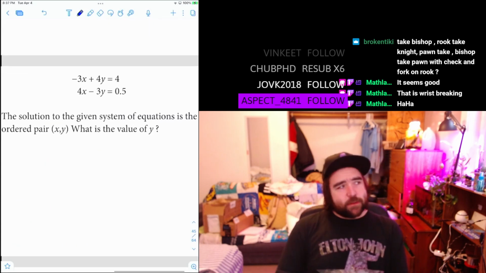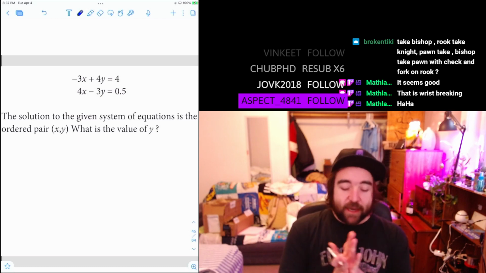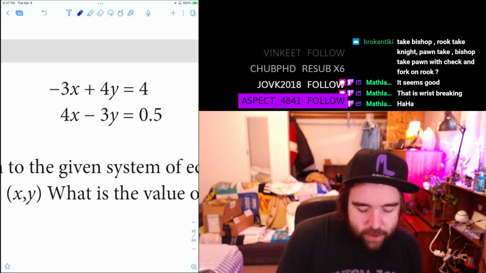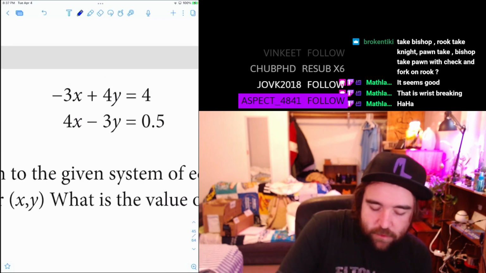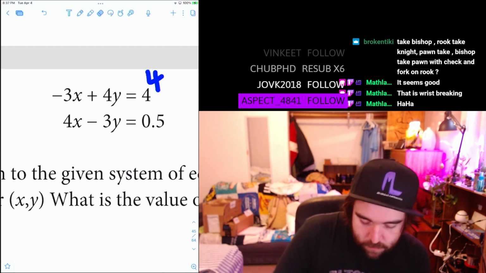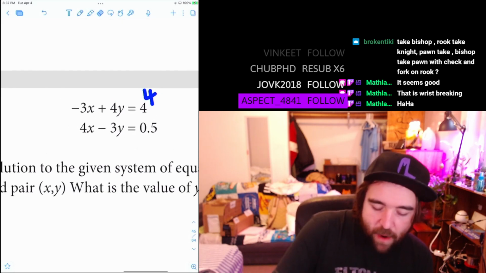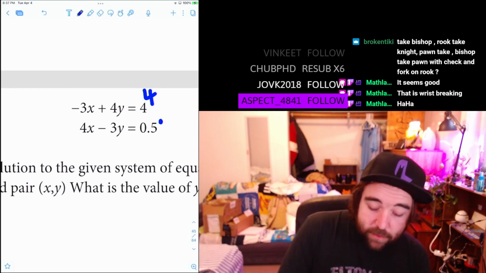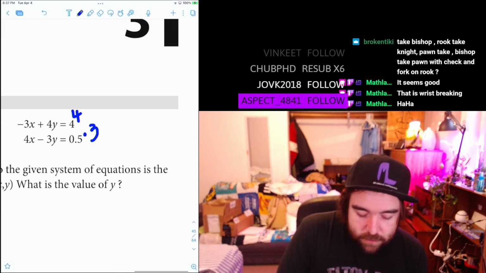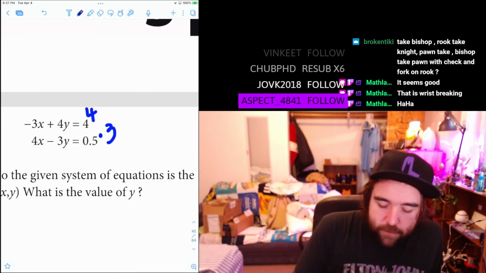So here we got a system of equations. People are all about the substitution. Substitution is not the move to solve systems of equations. People get caught up on it because it's the one that's introduced first normally, but no, you really should be using elimination. And here we're trying to find the value of y, so that means we should be trying to eliminate x since we don't care what it is. So you can see we do that by multiplying the top by 4 and the bottom by 3.